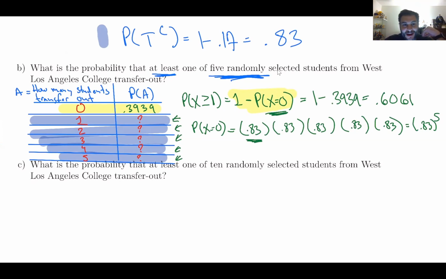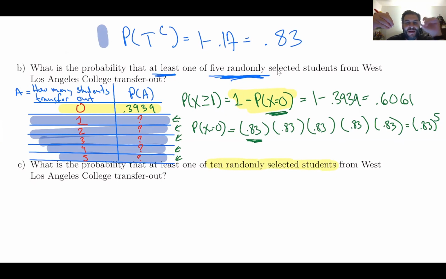All right, so let's do part C. For part C, it's the same thing. What's the only thing that's changing in part C? Cool. 10 randomly selected students. So we're not randomly selecting 5 people, we're randomly selecting 10 people. So for this one, it's still the same thing.